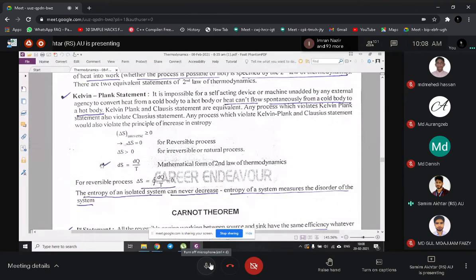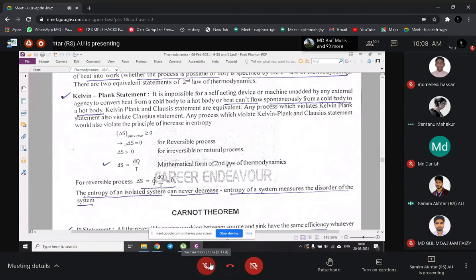What is the consequence of the second law of thermodynamics? You know that the consequence of the zeroth law of thermodynamics is temperature, and the consequence of the first law of thermodynamics is basically heat or energy. And what is the consequence of the second law of thermodynamics? Entropy. Exactly. So what is entropy?